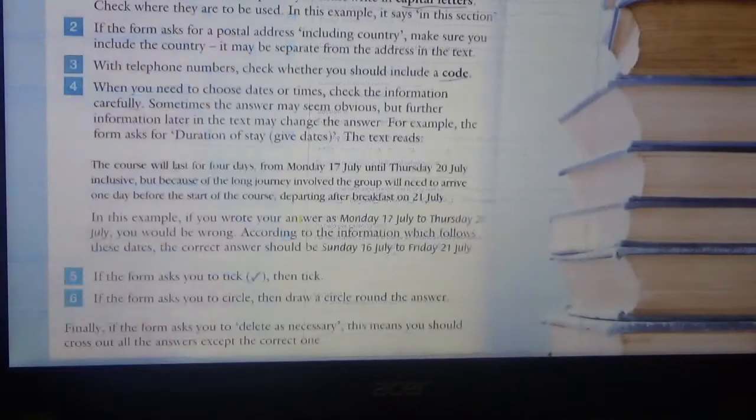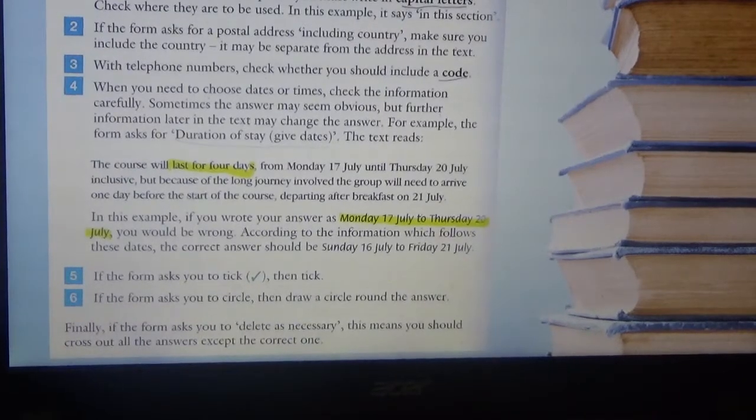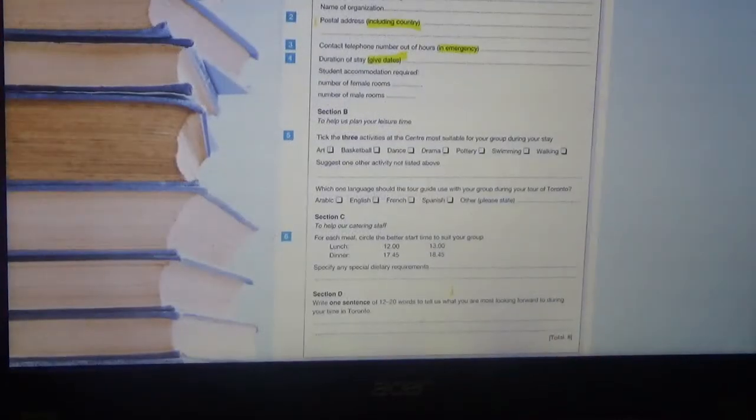Now let's see. If the form asks you to tick, then tick. Is there a place for us to do the ticking here? Tick the 3 activities at the center most suitable for your group during your stay. So if it's art, tick, basketball, dance, and so on. And you suggest any other activity not listed above. Here again, you do the ticking here. Which language should the tour guide use with your group during your tour of Toronto?